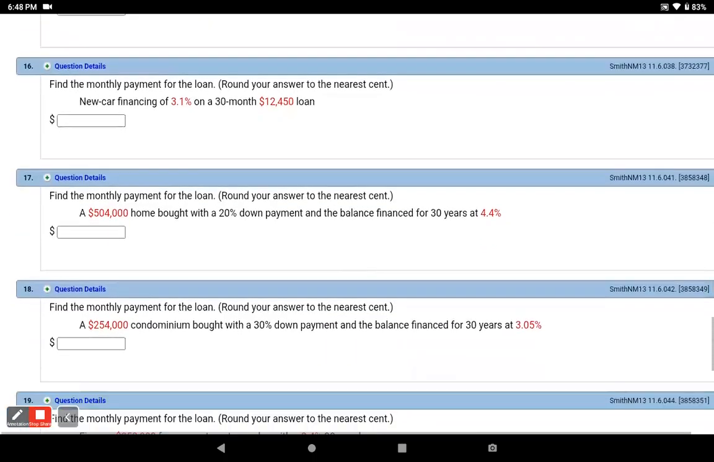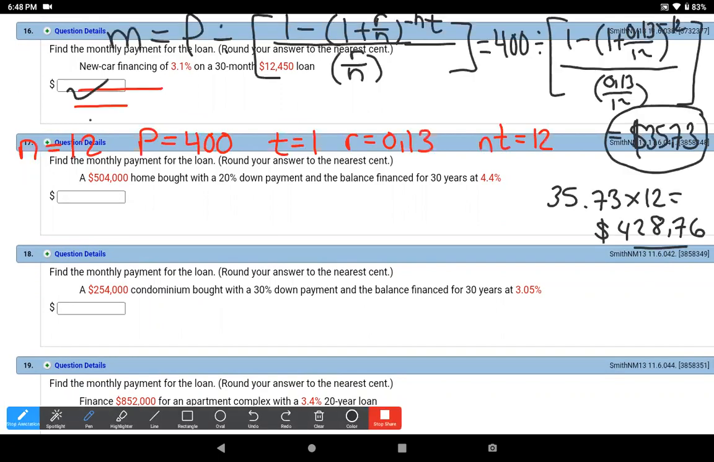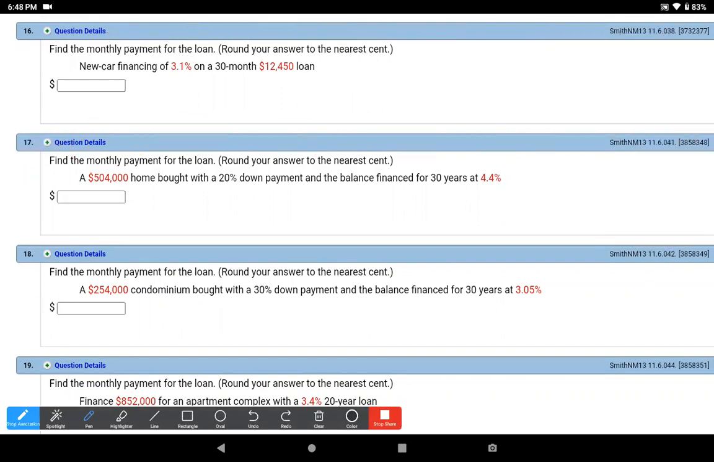Let's see. So 16 hopefully gets me back on track here with my key. So let me clear this out. Find the monthly payment for the loan, new car financing of 3.1% on a 30-month, $12,450 loan. Okay, so P is the 12,450, right? R is 0.031.